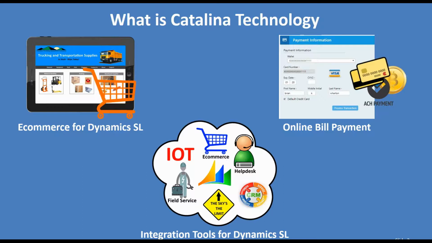Now a little bit about the graphic at the bottom, which is really what we've evolved into, our integration tools. We do have our own e-commerce platform, but others have integrated e-commerce using our API, so Magento and other shopping cart systems. We've integrated Helpdesk systems into SL, CRM systems, field service, and IoT, or what's called Internet of Things, and we'll be doing an actual Internet of Things demonstration later on in the presentation.